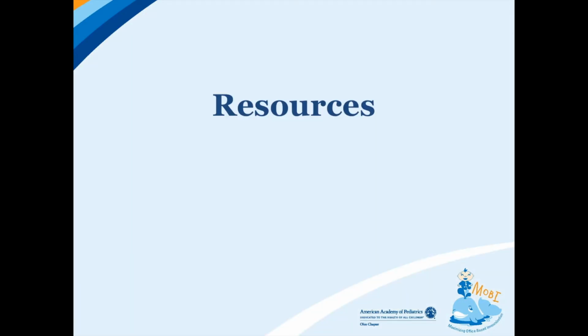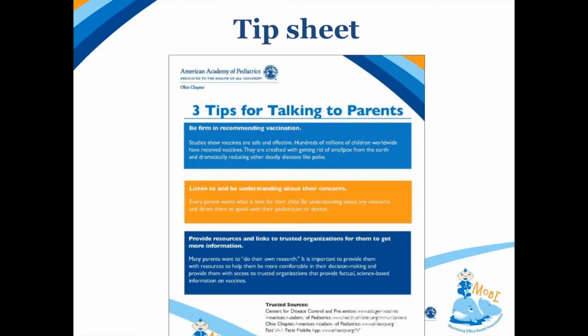We are providing some resources to you. So 3 tips for talking to parents is our first tip sheet, and these resources will be available to you. So I've already said, make sure you're firm in your recommendation of vaccines, listen and be understanding about their concerns, and provide resources and links to trusted organizations for them to get more information. And we're going to have those additional links available to you as well.